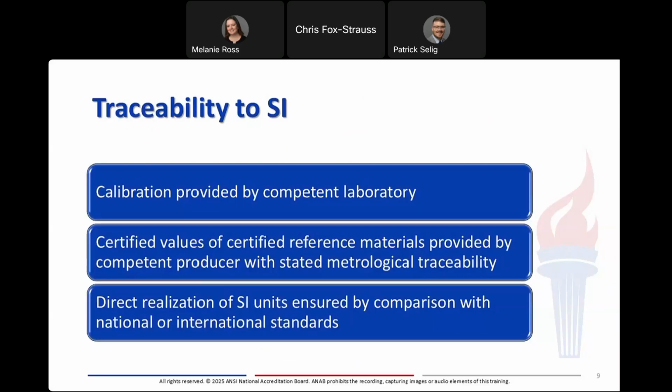When we look at traceability to the SI, there are different options within the 17025 standard to obtain that traceability. The first is calibration of measuring equipment provided by a competent laboratory. The second is certified values of certified reference materials provided by a competent producer with stated metrological traceability. And the third is direct realization of SI units ensured by comparison with national or international standards.